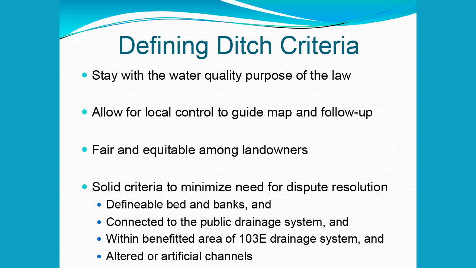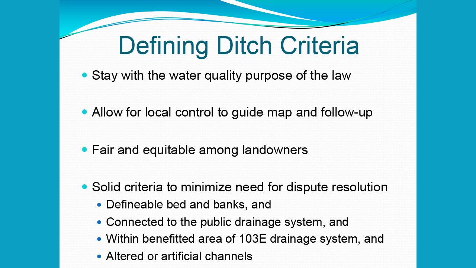We have the ditch criteria. I have it down here to a degree. And basically, I'll skip right to the bottom. Water quality is the purpose of the law. We want the local control to guide the map and have the follow-up fair and equitable among landowners, and then solid criteria to minimize the need for dispute resolution. We want this to be as simple and understood as possible, and so what we're really looking for are definable bed and banks that are connected to the public drainage system, moving on to downstream waters, within the 103E benefited area of the system, and it's either an altered or an artificial channel.